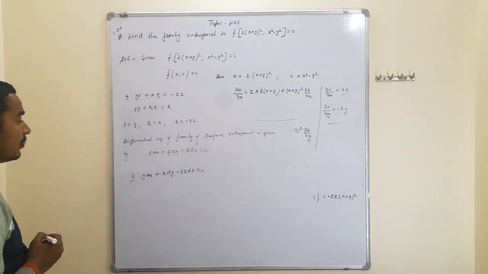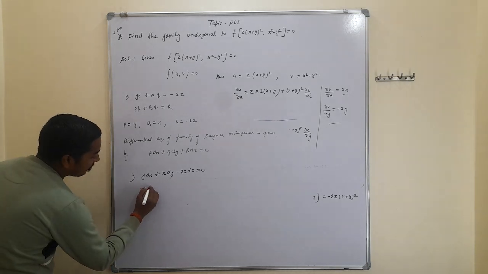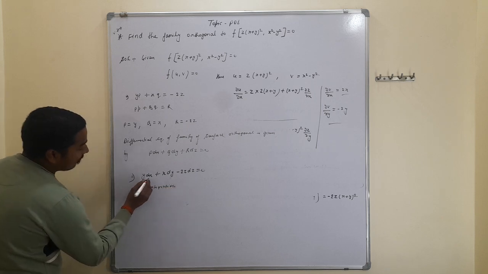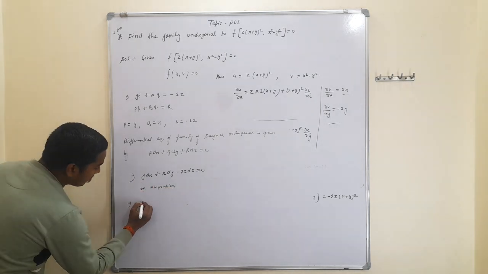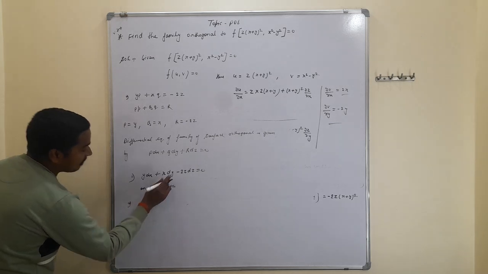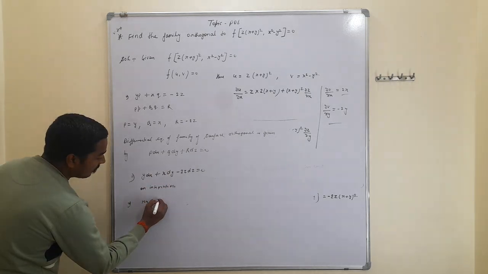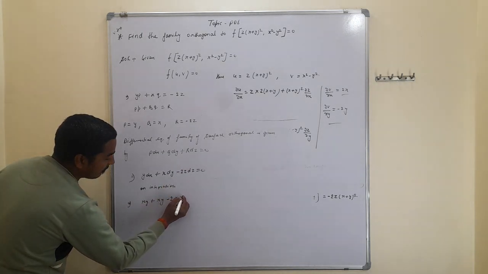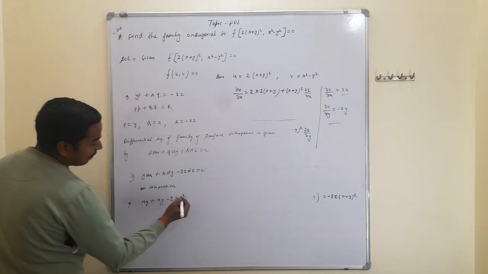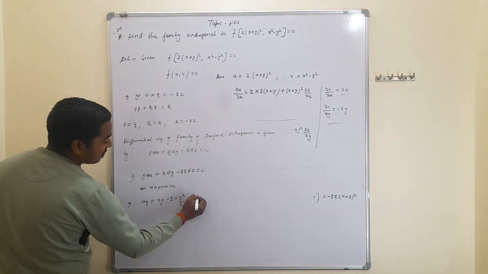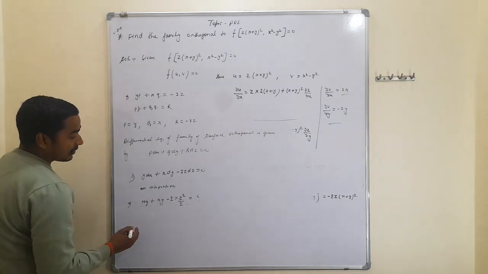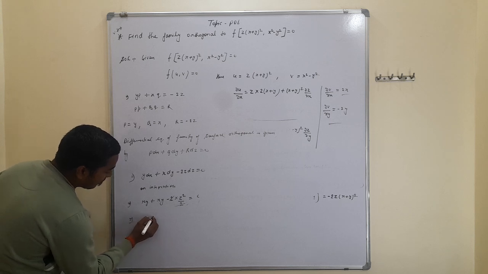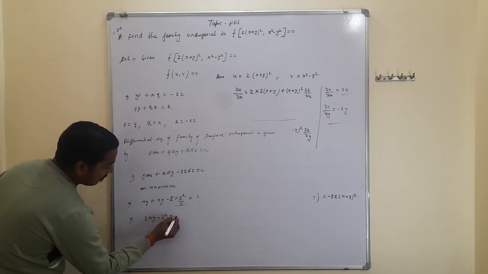On integration, the integration of dx is x, this is given by xy, plus the integration of dy is y, this is also xy, and minus 2 times the integration of z dz, this is z square upon 2. And we take an integration constant c, and from here 2 is cancelled out, and this is given by 2xy minus z square is equal to c.